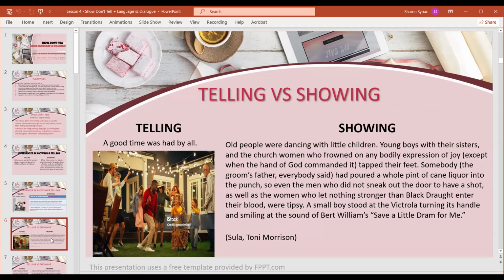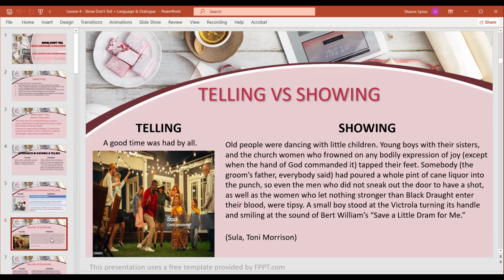She wrote, old people were dancing with little children, young boys with their sisters, and the church women who frowned on any bodily expression of joy, except when the hand of God commanded it, tapped their feet. Somebody, the groom's father, people said, had poured a whole pint of cane liquor into the punch. So even the men who did not sneak out the door to have a shot, as well as the women who let nothing stronger than black draught enter their blood, were tipsy. A small boy stood at the vitrola, turning its handle and smiling at the sound of Bert Williams' "Save a Little Dram for Me."